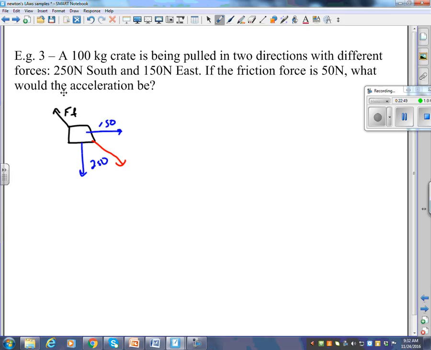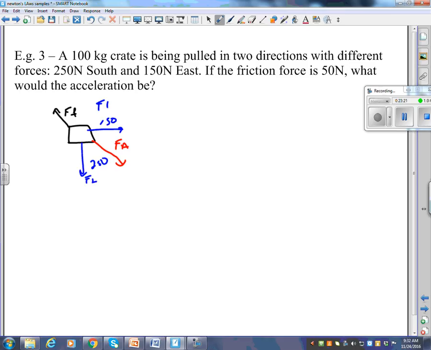250. Okay, so here's my notation for this. I'm going to label the 250 and the 150 as F1 and F2, and I'm going to label the red one FA, the overall applied force. Does that work for you? Yeah, we're just talking labeling here, right?